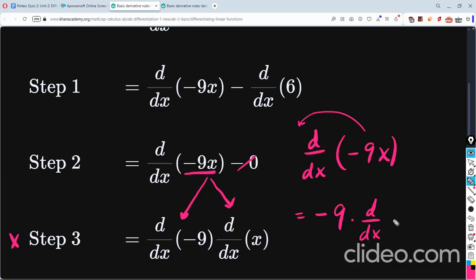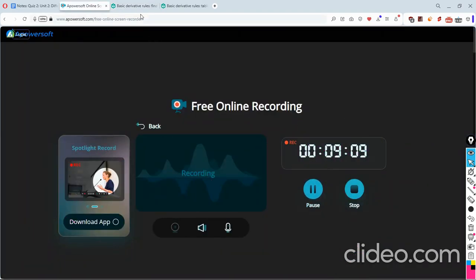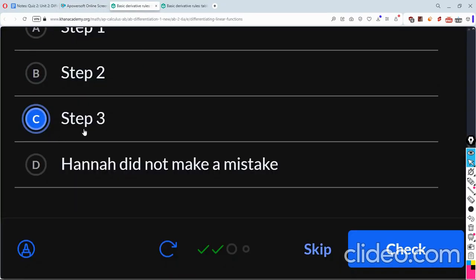And that's going to be negative 9 times the derivative with respect to x of x. That's all that's left over. And really the derivative with respect to x is just 1, so it's just going to be negative 9. It's really an unnecessary step, but the power rule right here dictates that this is just negative 9. But you can't break it up like that, so the mistake is clearly in step 3. All right, answer C.